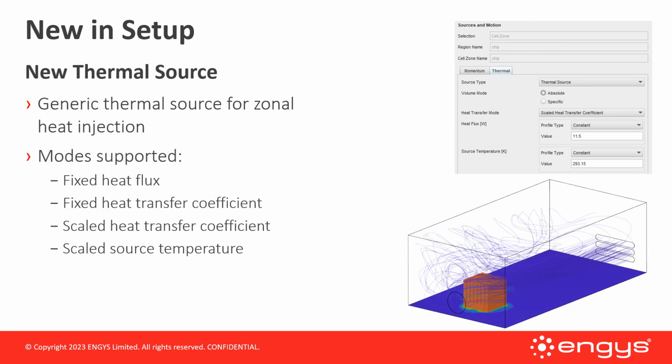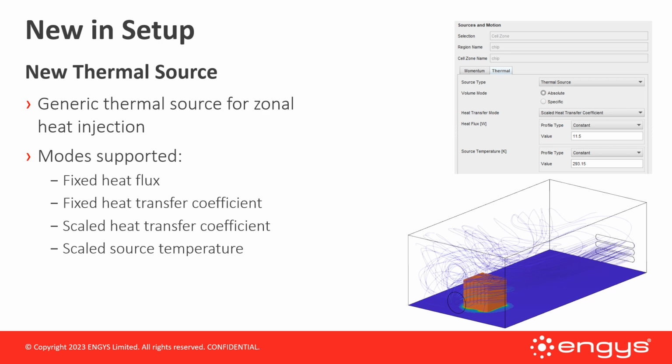A new thermal source was added where the user can specify a generic thermal source. Different specification options are available to the user, including fixed heat flux, fixed heat transfer coefficient, scaled heat transfer coefficient, and scaled source temperature.